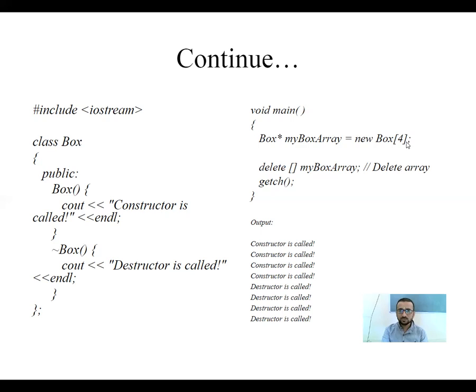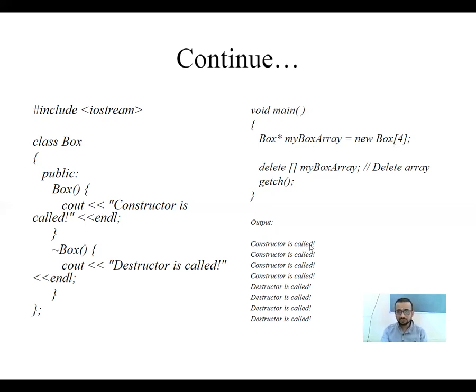Here we are not aware of how much memory we are going to allocate for this particular object. So we are going to allocate that memory dynamically with the help of the new operator. Here we are going to create an array of 4 objects. So what is going to happen for this array of 4? The constructor is going to be called 4 times.